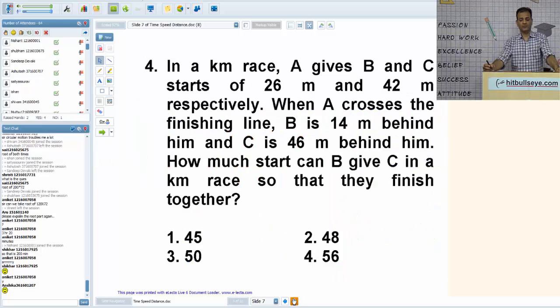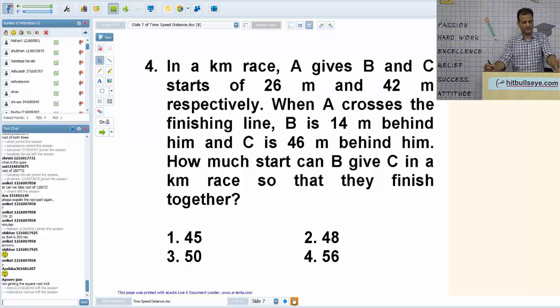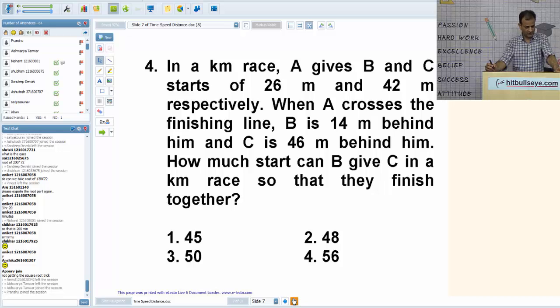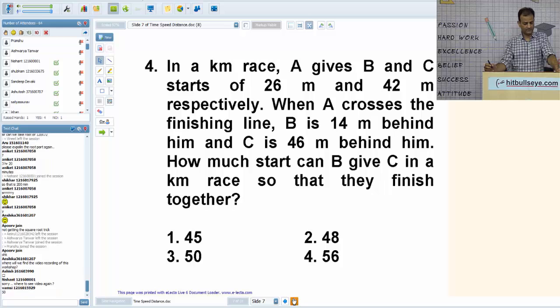In a kilometer race, A gives B and C start of 26 meter and 42 meter. Apurv, just again see the video and then you will know. Because if it will take so much time in one question, then it will be a very hectic schedule.